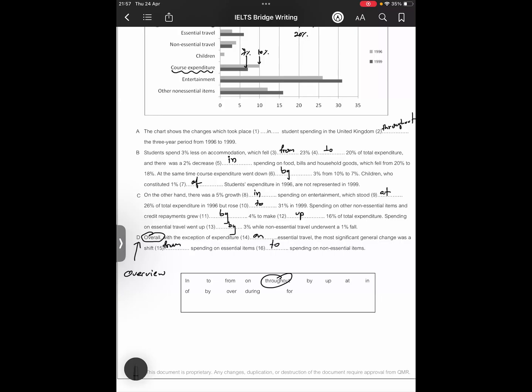Okay. All right. So paragraphs B and C, even though they don't have a clear topic sentence, it can almost be guessed from all the words and sentences here. For example, paragraph B is all about expenditures that had a downtrend, whereas paragraph C is about expenditure that had an uptrend. Okay, right.